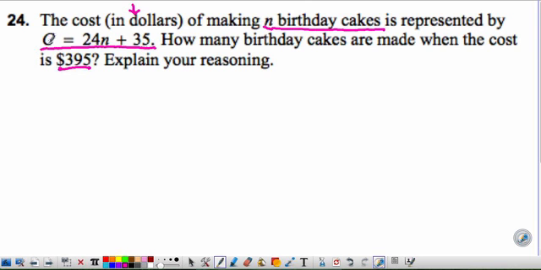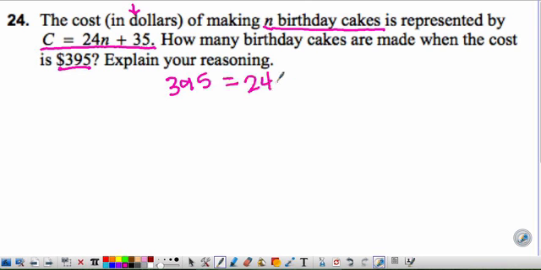Well, they didn't tell us what C is, but they told us that N is the number of birthday cakes. Did we make $395 birthday cakes? No, that doesn't even make sense. But you can tell because it's the cost. Exactly. The cost starts with a C, so common sense tells you the $395 is going to go here.